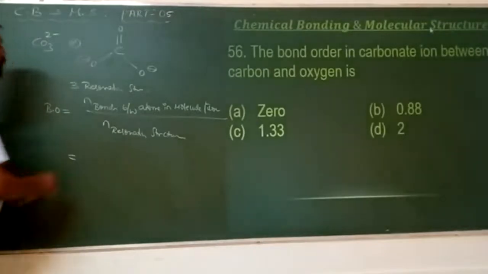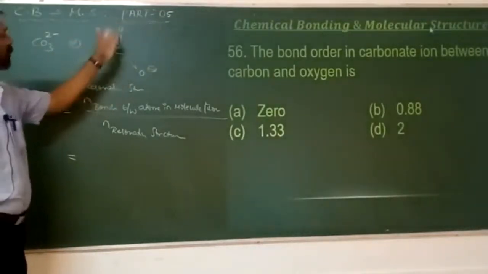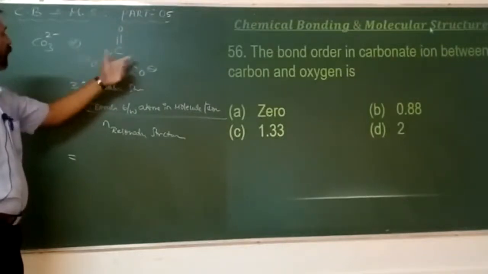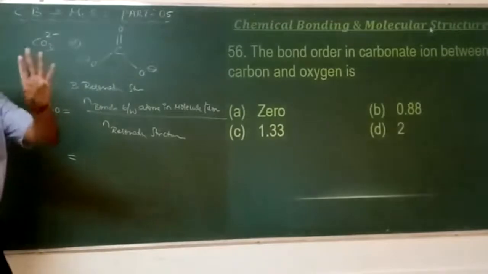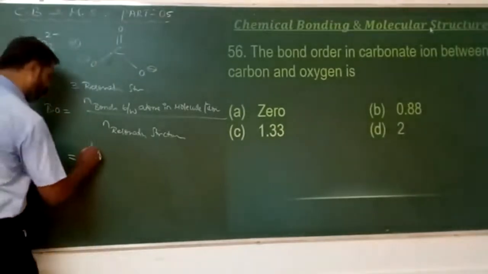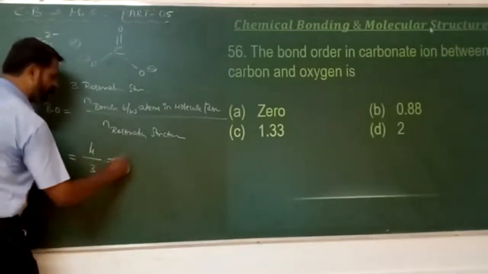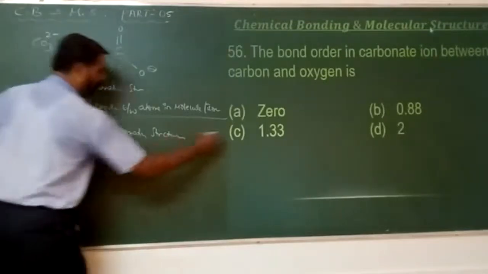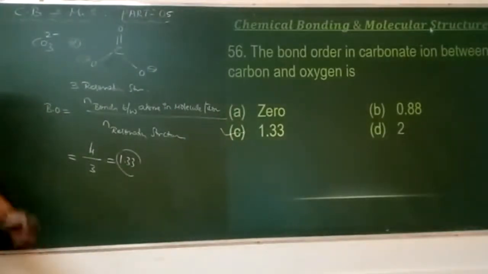So here how many bonds can I expect? 1, 2, 3, 4. In the next also it is 1, 2, 3, 4. In this one it is 1, 2, 3 and 4. So in every case there are 4 bonds. How many resonating structures have I mentioned here? It is 3. Therefore it is equal to 1.33. Therefore the bond order with respect to carbonate ion is 1.33. It is an average. Okay.